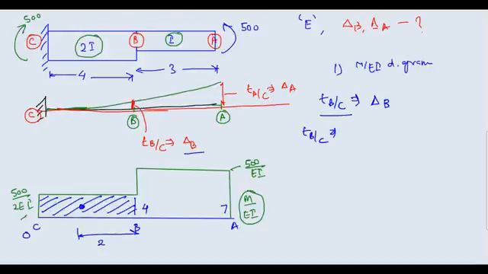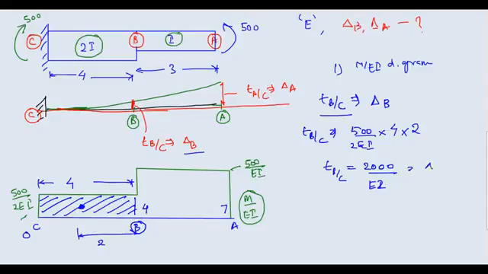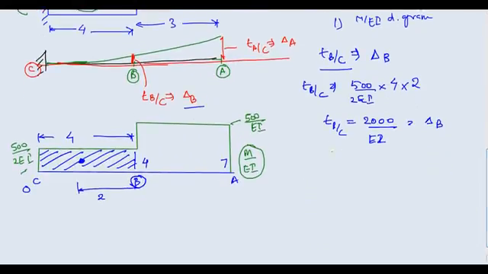So what is the area of this rectangle? 500 upon 2EI, multiplied by the length, that is 4. Multiplied with the distance of the CG, the blue dot that I have shown, from point B. What is the distance of this CG? It is 2 meters, so multiply by 2. If you solve it, I think you will get 2000 upon EI, and it is also equal to your delta B. Very simple question, I think you are able to understand.